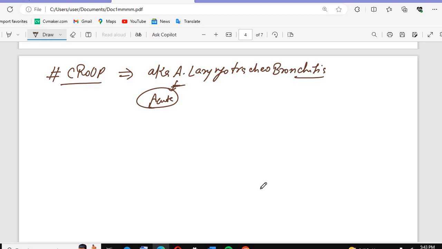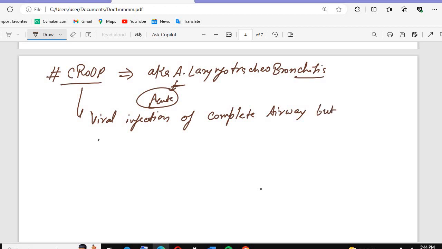What is croup? It is a viral infection. Is it a viral infection? Yes, it is a viral infection of the complete airway. Read it carefully: it is a viral infection of the complete airway. But in the questions they can ask which part is affected the most. So remember, the subglottis is affected more in croup.